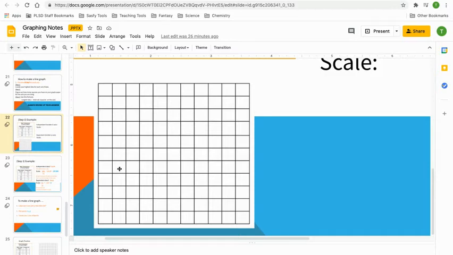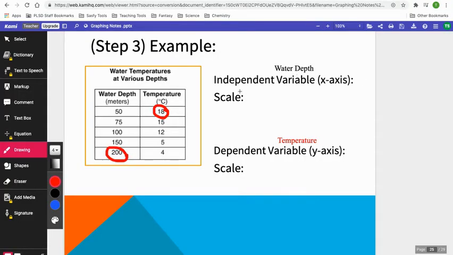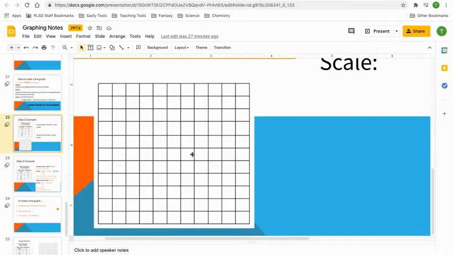To find how many squares are on the axis, let's look at the x-axis first. That's where water depth is going to go, right? We know water depth has 200, but 200 has to be put on this graph. What this scaling is doing is making sure I use the majority of the graph. So I look on my x-axis, I have 1, 2, 3, 4, 5, 6, 7, 8, 9, 10, 11 boxes. So on this x-axis, I have 11 boxes.